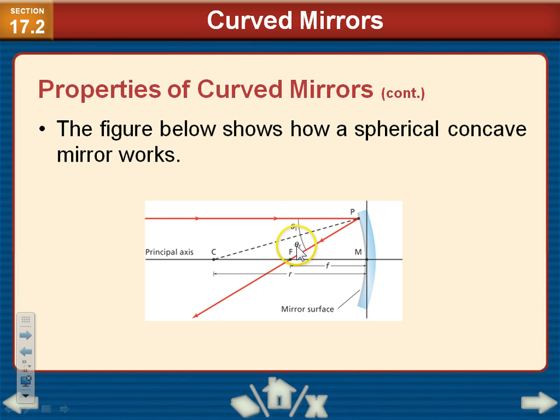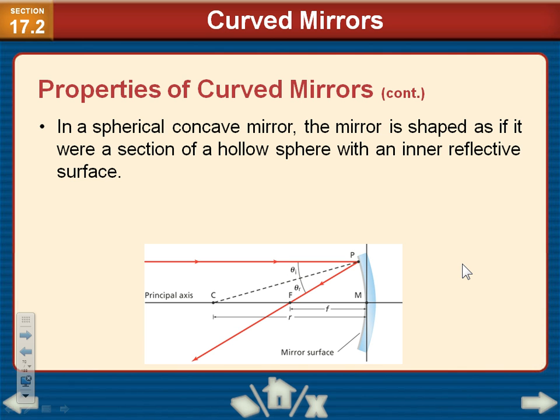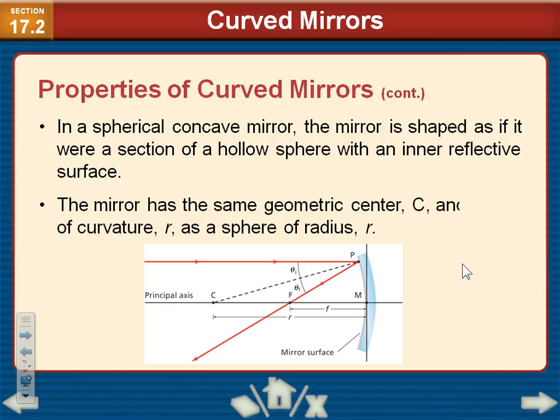We want to look at some of these different parts, what the C means, R, F. So we're going to talk about all these different little parts of the mirror. The spherical mirror is shaped as if a section of a hollow sphere, and it's the inner surface of that hollow sphere. As far as some of the geometry, C would be the center of that sphere. Therefore R is the radius, and we're going to refer to that as the radius of our mirror.